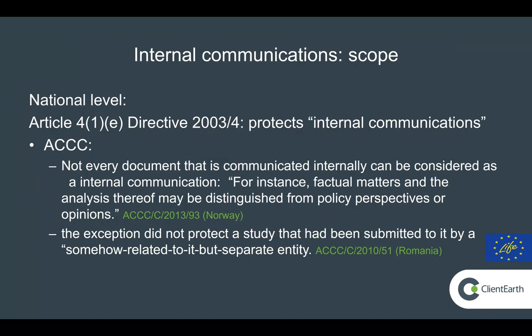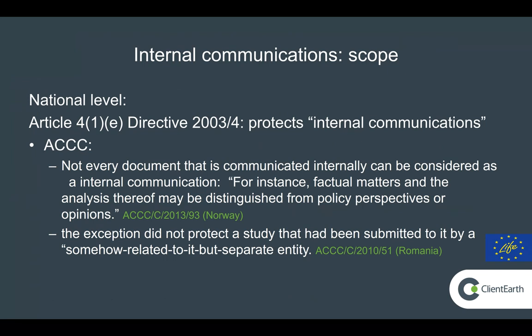In terms of internal communications, what are those? We don't have any case law on this from the Court of Justice, but we do have some findings from the Compliance Committee. They've said quite clearly that not every document that is communicated internally can be considered an internal communication. Again, I'm harking back to the Saint-Gobain case, because this is in clear alignment with that. For instance, factual matters and the analysis thereof may be distinguished from policy perspectives or opinions.